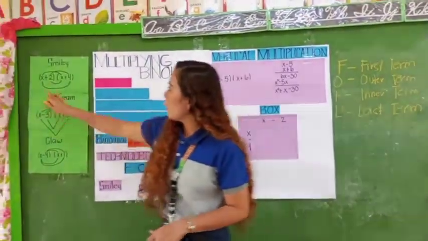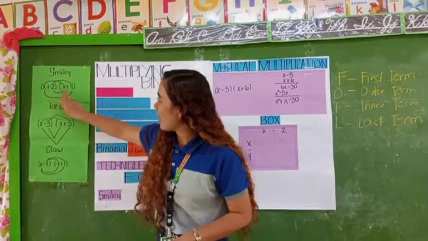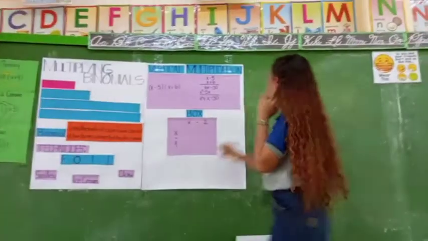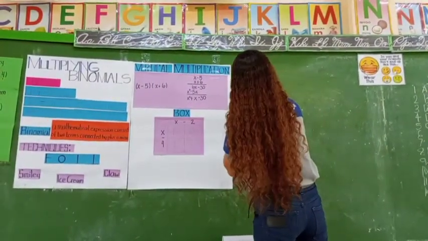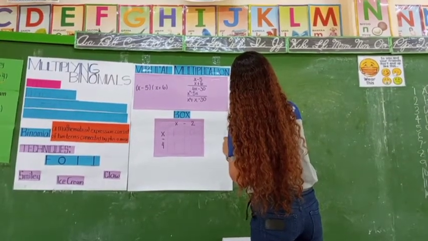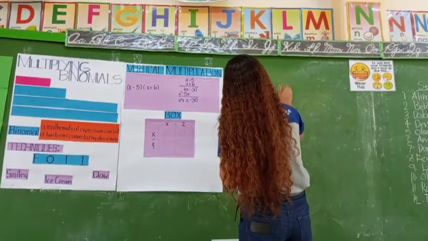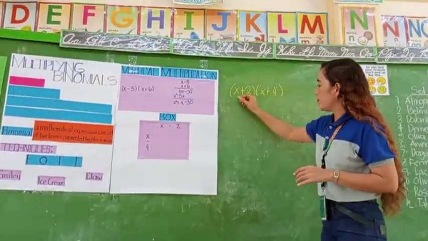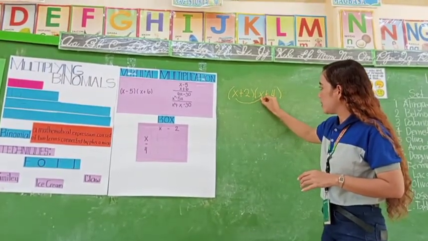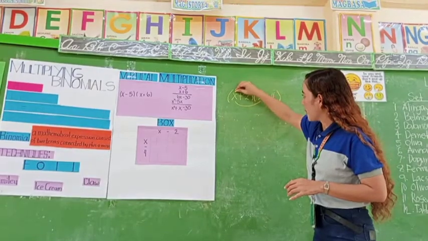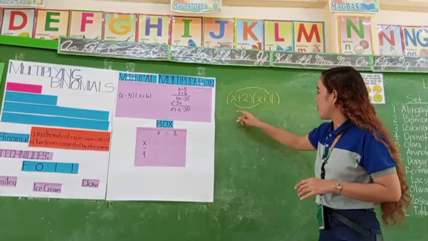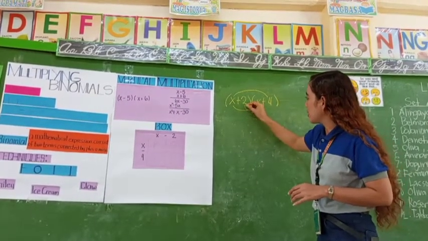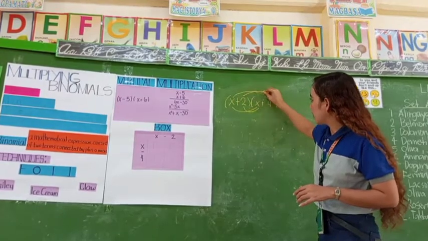So, in here, when we're going to use the smiley one, the first term will be the x times the x. So, write na lang natin siya dito para mas mabilis na. X plus 2 times x plus 4. In doing the smiley method, ang first term niya is x times x. The outer term is x plus 4. And then the inner term is 2 times x. And then the last term is 2 times 4.